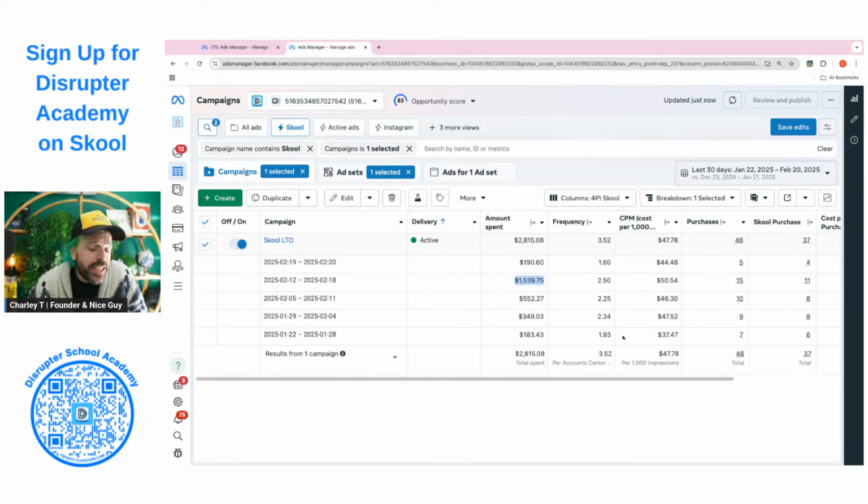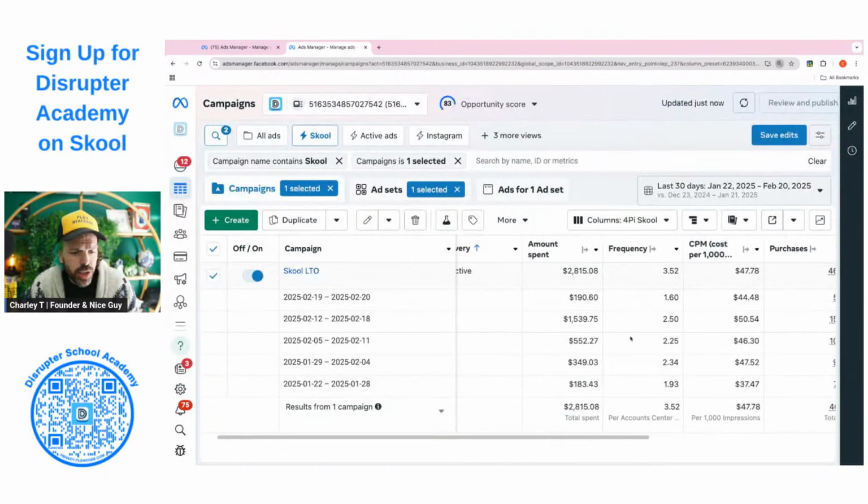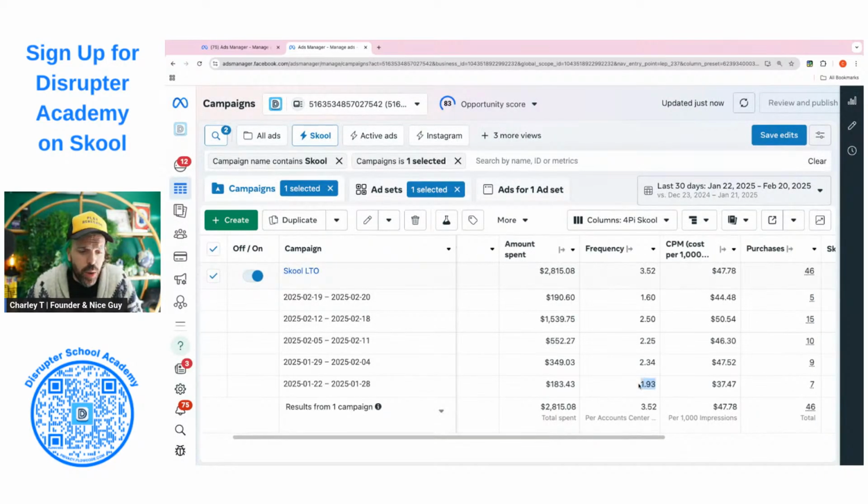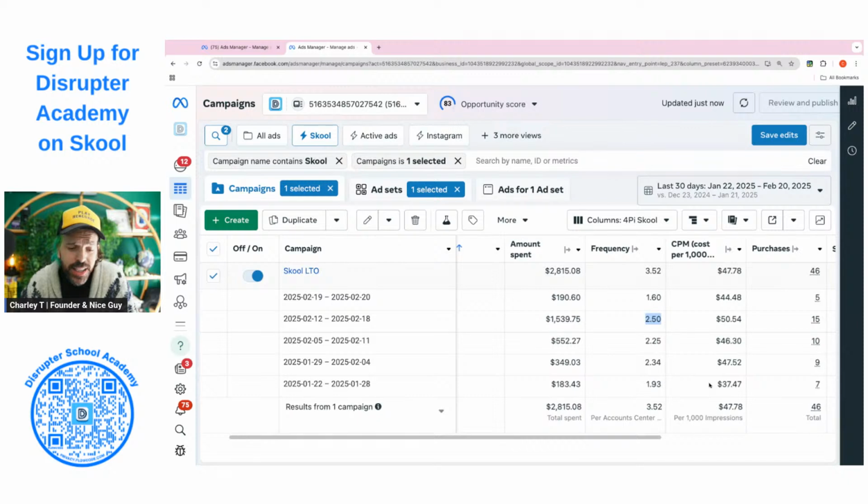Now, I want to just lay this out here real quick. From $180 a week to $1,500 a week. Look at our CPMs here. Let's just zoom on in. Look at our frequency here. Yeah, it went up from 1.93 to 2.5. But remember, we're also scaling the audience that we're hitting in our broad retargeting. So this number is not going up that much. Now, yes, the CPM is rising, but so is the number of purchases.